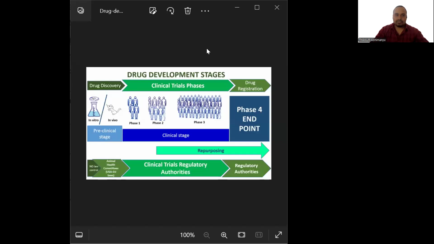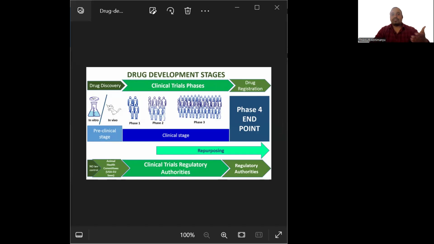So now let's begin with the clinical trial, which is conducted in humans, in healthy subjects as well as patients. Let me share with you one flow chart which explains very well the different phases. As you can see here, this shows the drug development stages, and this involves several different stages.